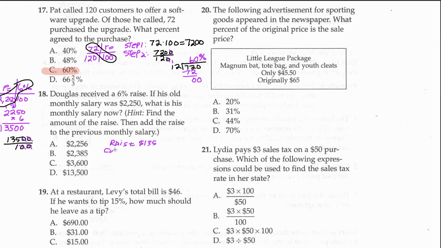Okay, so current is 2250. Okay, so 5 plus 0 is 5. 5 plus 3 is 8. 2 plus 1 is 3. And bring down the 2. So this is the new salary. That is B. Let's put B here.